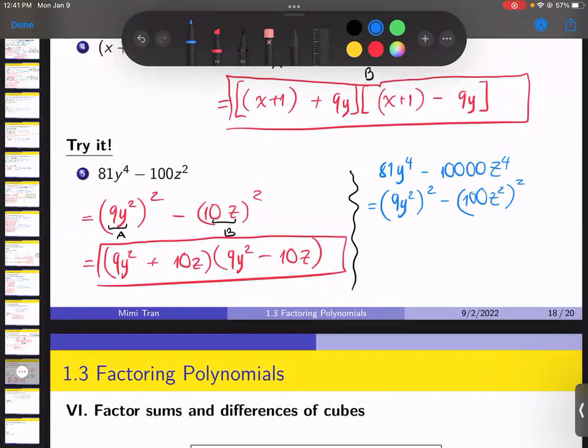Are we okay so far? That's my A, and that's my B. A plus B, so 9y squared plus 100z squared. And then A minus B, 9y squared minus 100z squared. Am I stopping right here?